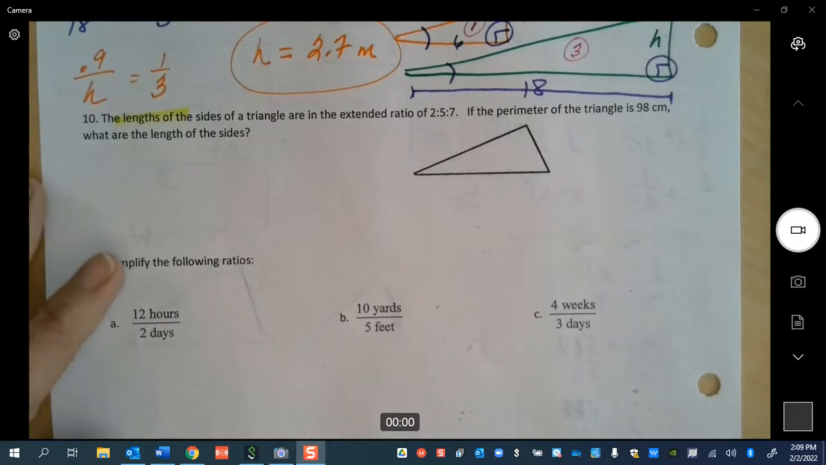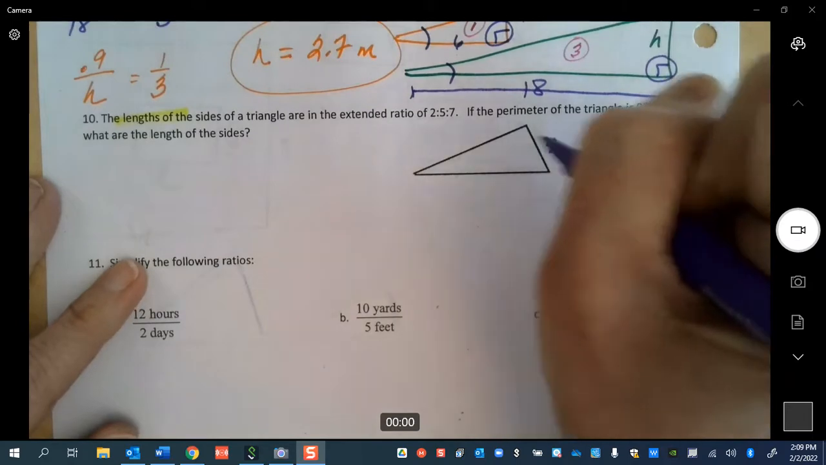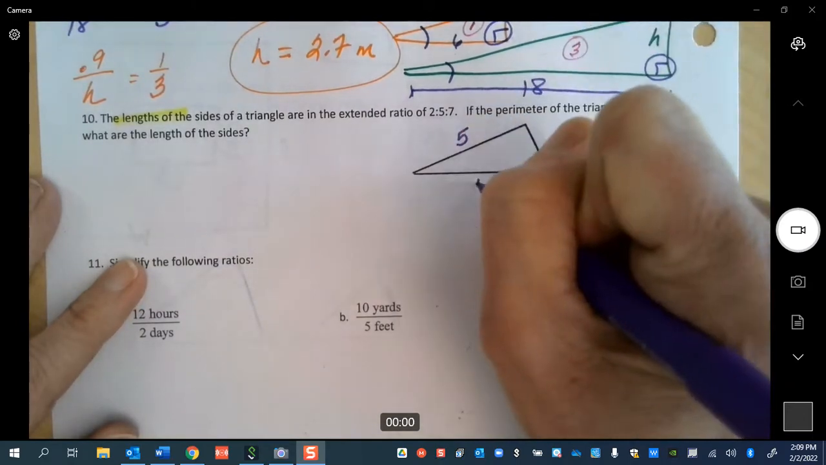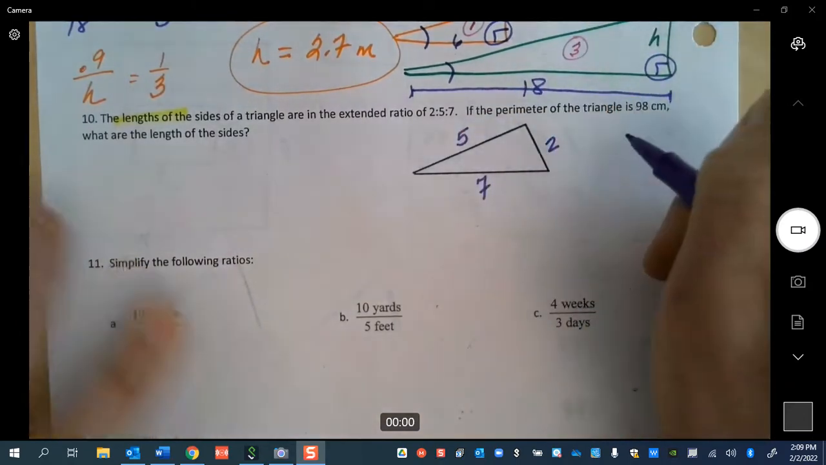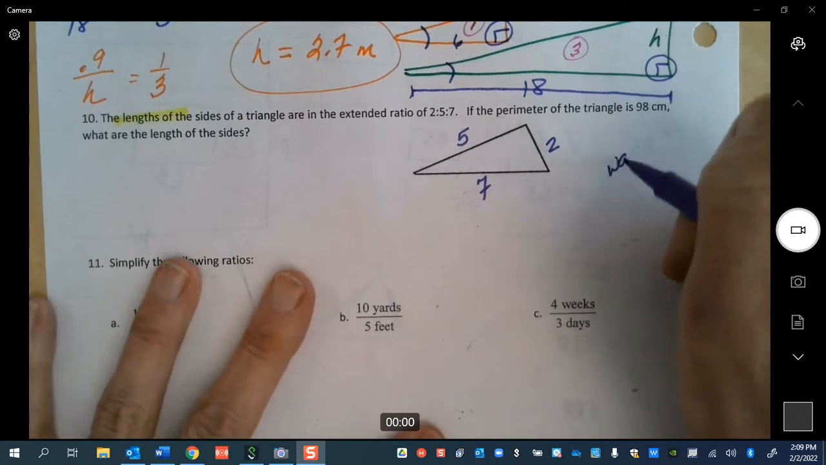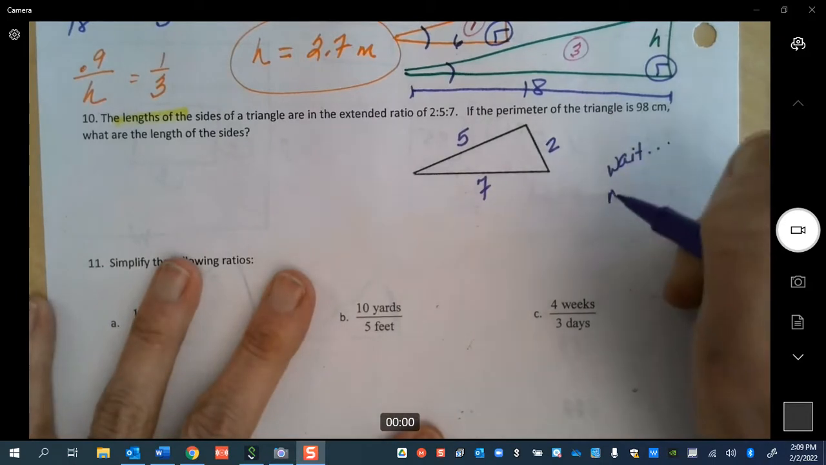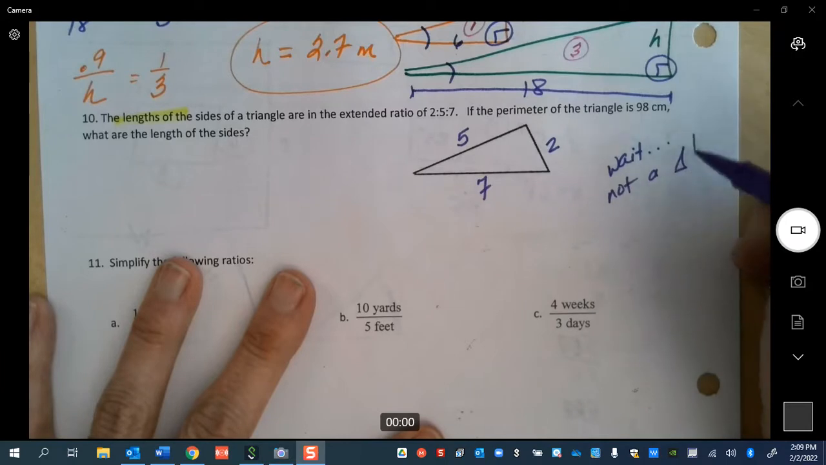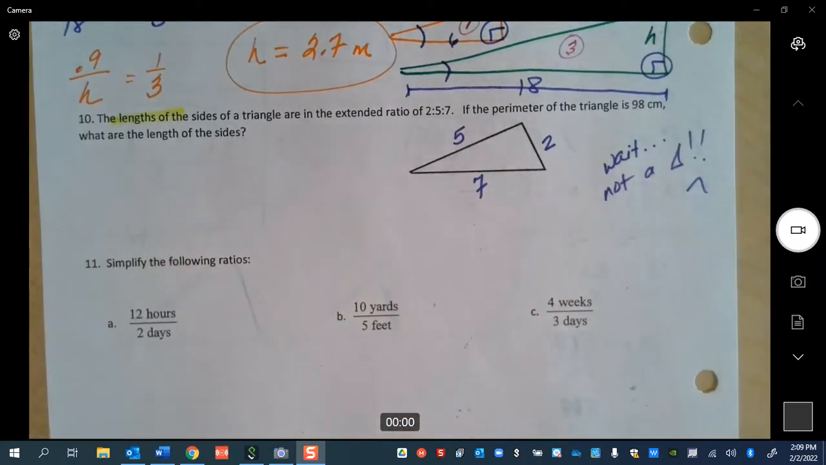One of the kids last period was like, "You did it again. That's not even a triangle." And I was like, "Wait. You're right. That's not a triangle." So we'll just pretend and do the math as somebody made up.